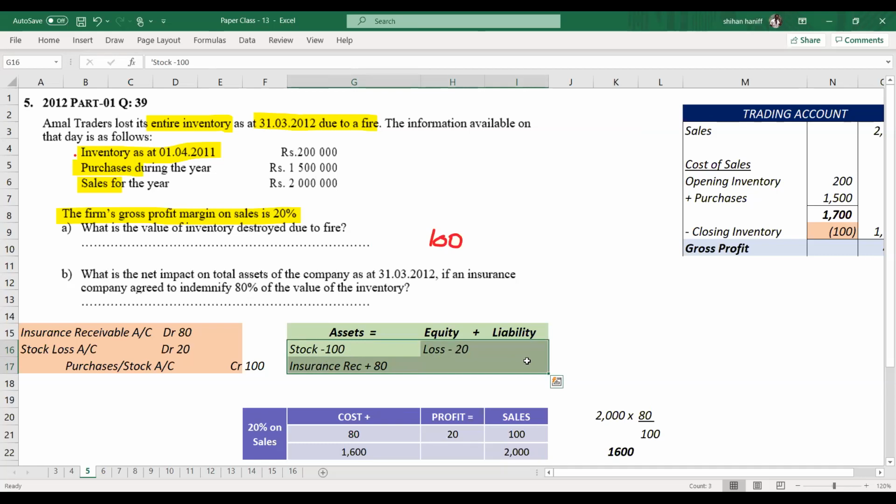So what is the net impact on the total asset? Net impact is only minus 20,000. Minus 20,000 is the net impact on the asset. Even though 100,000 worth of stock is damaged, we are getting 80%. That means only 20,000 is our loss. So that 20,000 is transferred to the income statement as stock loss under other expenses.